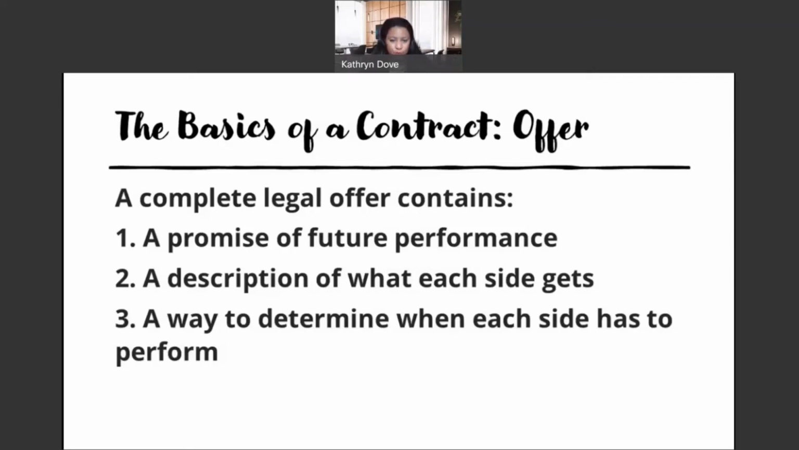3, a way to determine when each side has to perform. Performance can't be indefinite. It can't be like, next year I'll sell you my textbook if you bring me $100. No. It has to say what the time frame is. It has to be reasonable.